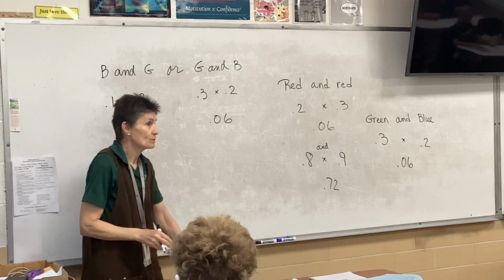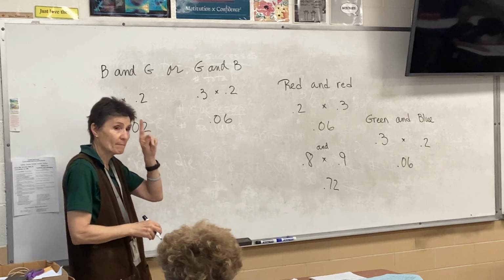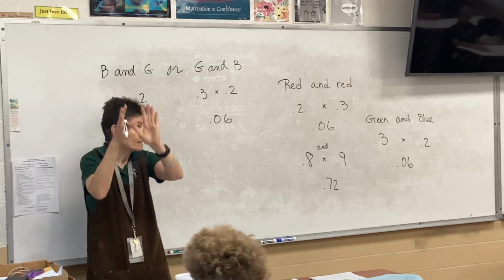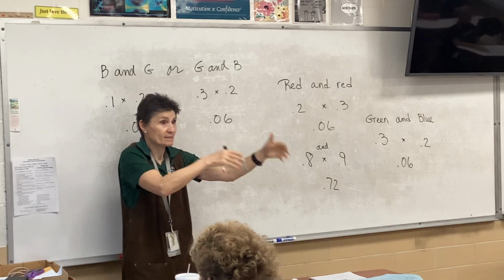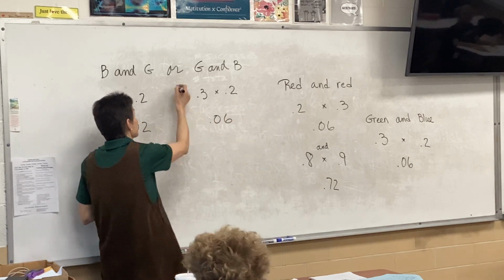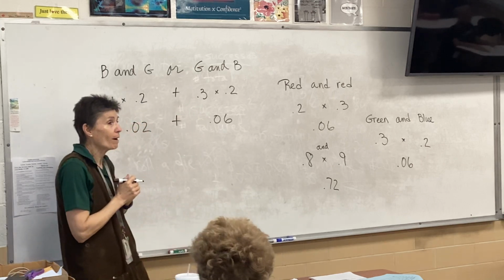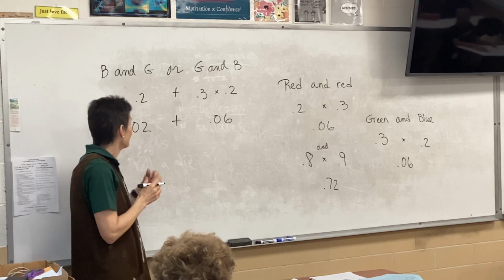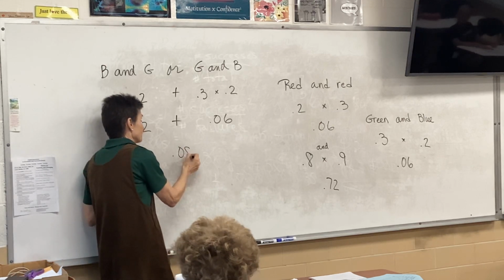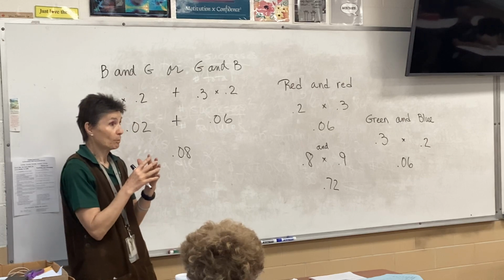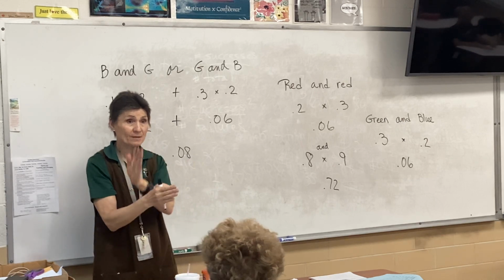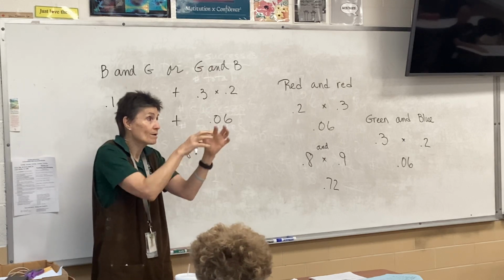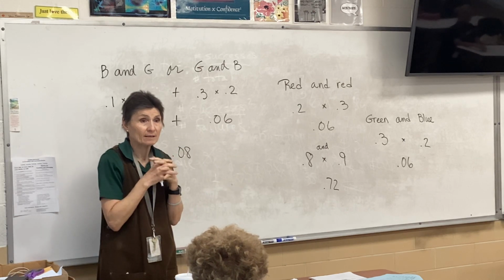Now, who remembers, we only had one of these the other day, but I made a big deal about it. Who remembers when we have a situation that's this or this? What do we do? We add them, exactly. So the total probability of having a blue and a green in either order is 0.08. So as you read the problem, if it's this and this, it's times. If it's this or this, it's add.